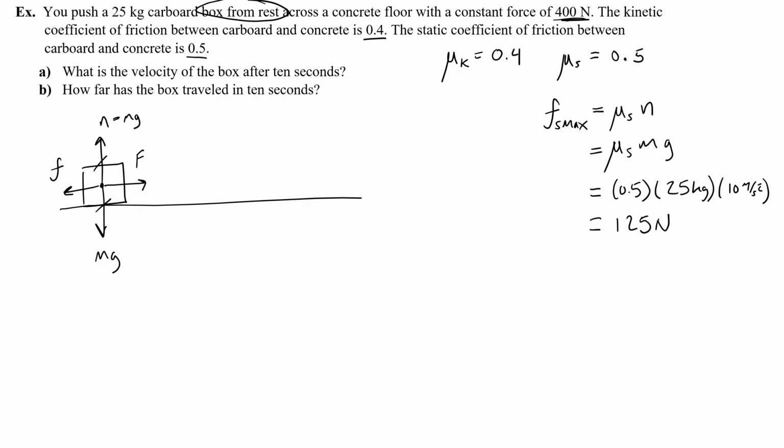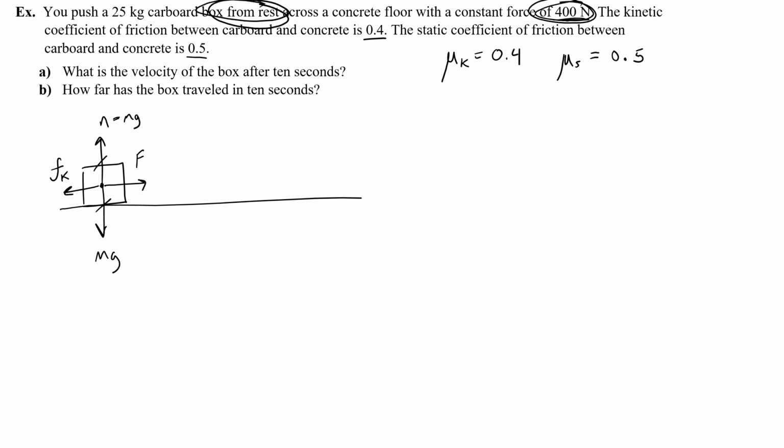Okay, so why did we do this? Well, we know that the applied force is 400 newtons, and the box started from rest. So if the applied force was less than 125, the box simply wouldn't move. But because this applied force is more than 125, then it does, in fact, move. So what that tells us is that while this box is moving, there will be kinetic friction. So now that we've figured out the maximum static friction, we actually don't need it for the rest of the problem. So I'm going to erase it.